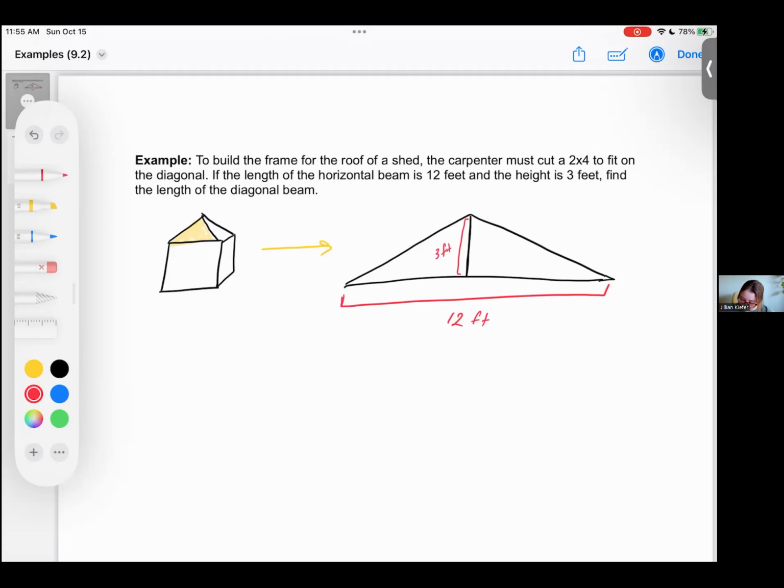And we want to know the length of the diagonal beam there. Don't know. Question mark feet. If we want to find how long this diagonal beam should be, we see that our image here, our roof, kind of looks like two triangles put together. And even though the picture isn't wonderful here, this horizontal and vertical beam create a 90-degree angle. So this is a right triangle.